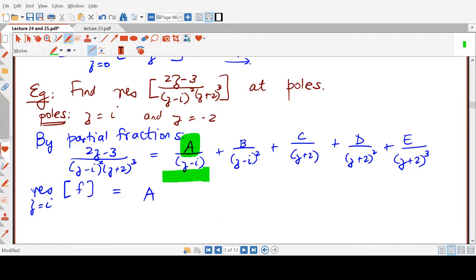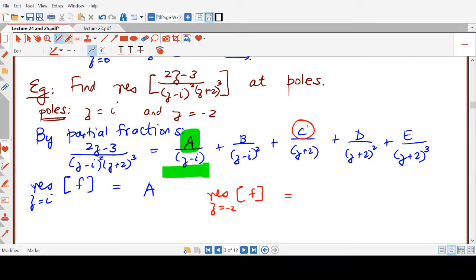That's the coefficient of z minus i to the power 1. If I want the residue of f when z equals minus 2, the answer will be C. The number on top of z plus 2, it'll be C. Okay, so it will be C. The other ones don't matter.